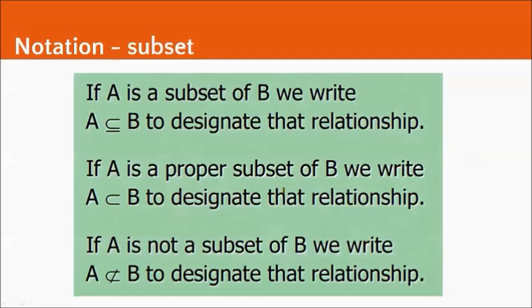Notation for subset: if A is a subset of B, we write it this way. You can also write it in this way to designate the relationship. As you can see, this symbol means "is a subset." If A is a proper subset of B, we write it this way; for proper subset, you can use this symbol. And if A is not a subset of B, we write it in this way. Please remember these symbols to designate the relationships. This first one is a subset, this second one is a proper subset, and this third one is not a subset.